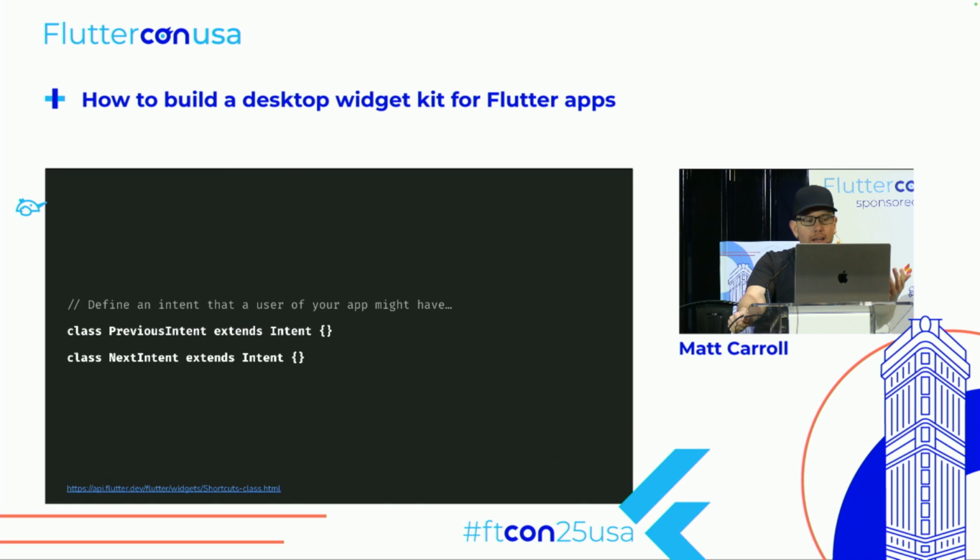So here we've defined the concept of a previous intent and a next intent. Now, previous what, next what, who knows? These are abstract concepts. The user has said, I want to go the previous of something, I want to go the next of something.